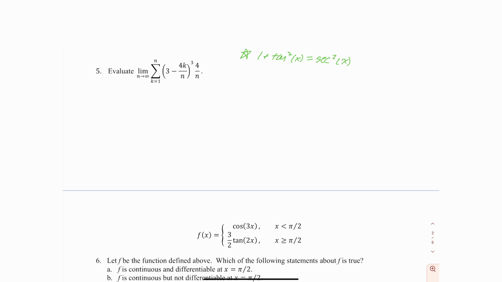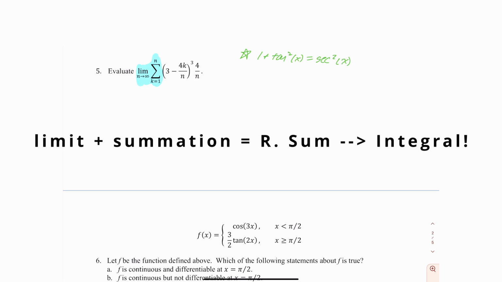Okay, let's take a look here at number 5. We want to evaluate the limit as n approaches infinity, the sum from k equals 1 to n of the quantity 3 minus 4k over n cubed, and then times 4 over n. So as soon as you see a limit to infinity and a summation, you know this is going to be the limit of a Riemann sum.